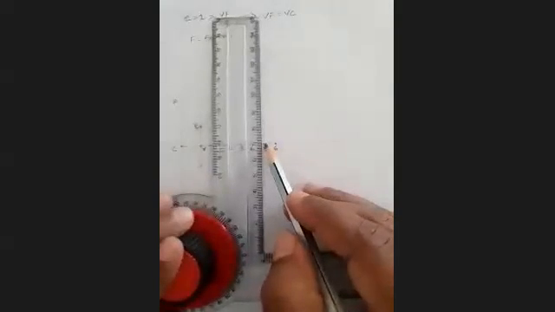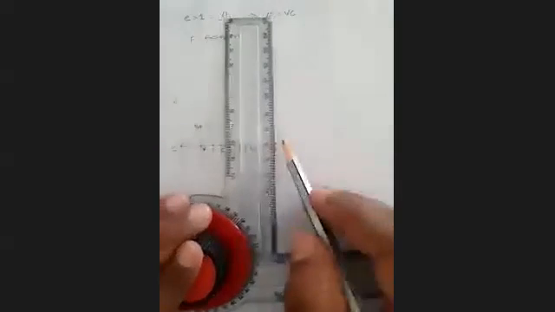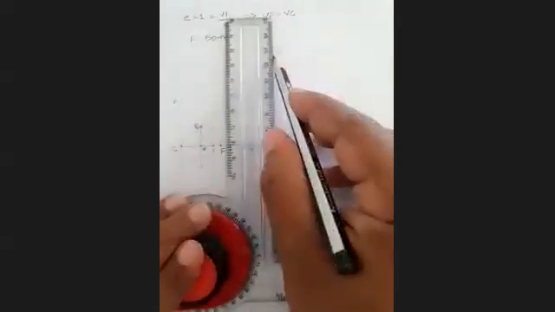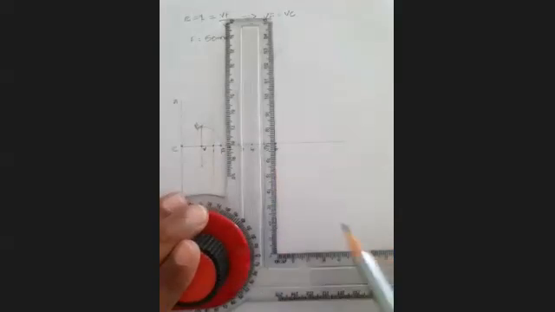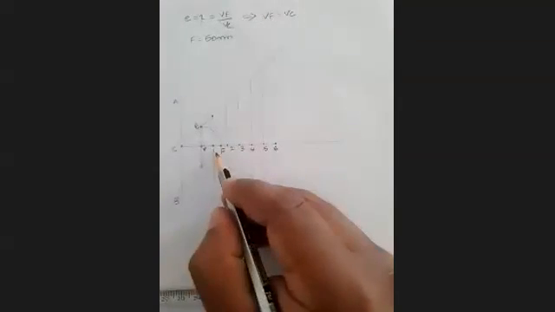4, 5, 6. Like that you draw. Now, wherever this first line meets this inclined line, there you will get a point. Since here it is 1, you name this as 1 dash.